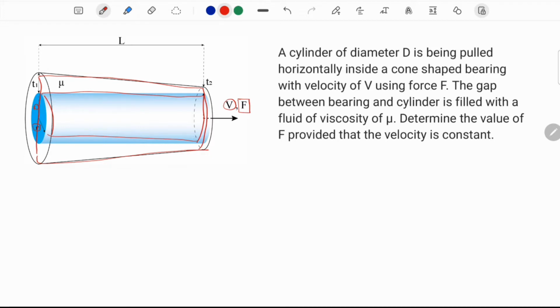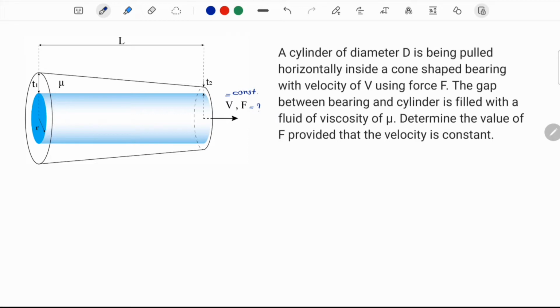The gap between bearing and cylinder is filled with a fluid of viscosity mu. This is the gap between cylinder and the bearing all around the cylinder, filled with fluid of viscosity mu. Determine the value of F provided that velocity is constant. So we are asked to find the force F when velocity is constant, and we don't have acceleration.